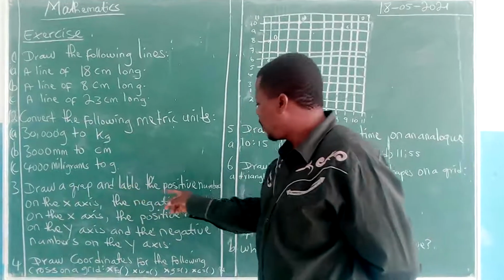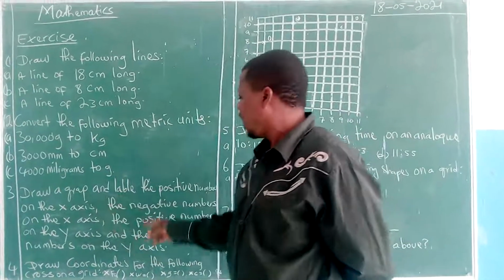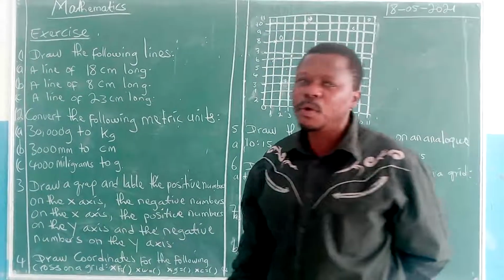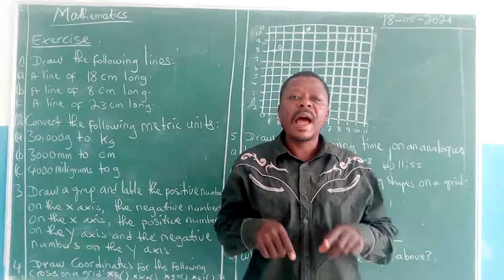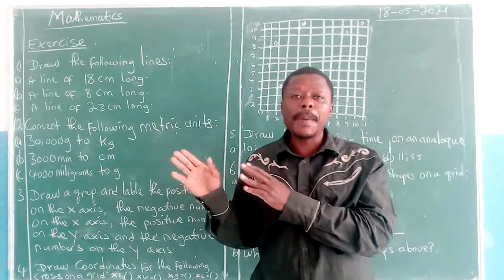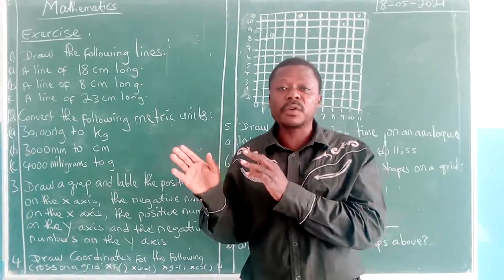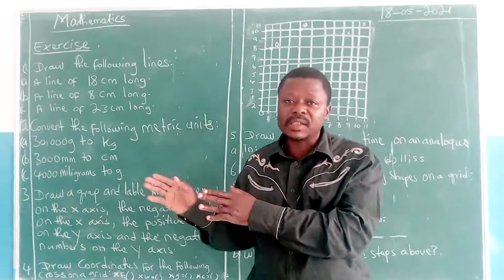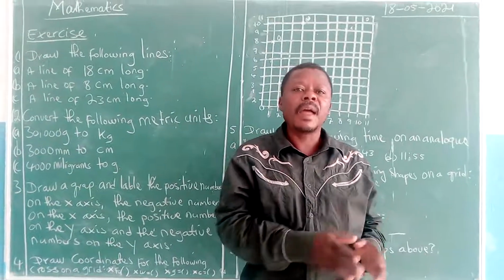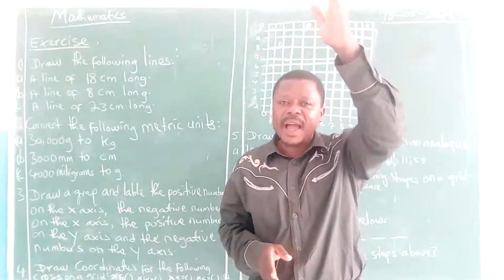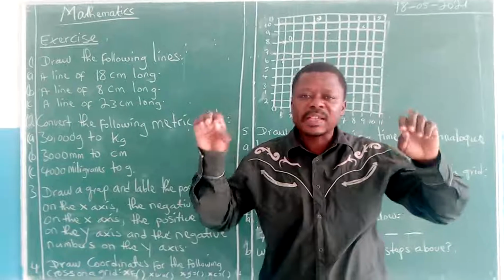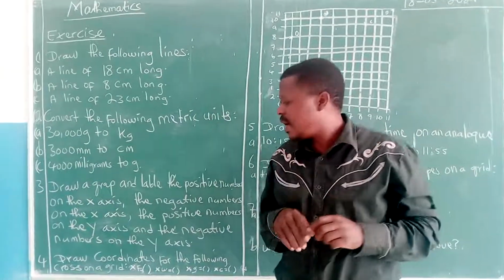Question number 3. Draw a graph and label the positive numbers on the x-axis, the negative numbers on the x-axis, the positive numbers on the y-axis, and the negative numbers on the y-axis. We saw a graph, and on the graph, we were able to draw the x and the y-axis. We saw the positive numbers that do not carry a minus sign in front of them. They are positive numbers on the x-axis. We also saw the negative numbers on the x-axis, numbers that carry a minus in front of them. And we saw the positive numbers on the y-axis and the negative numbers on the y-axis. So you are just going to draw the x and the y-axis, indicate the positive numbers and the negative numbers.